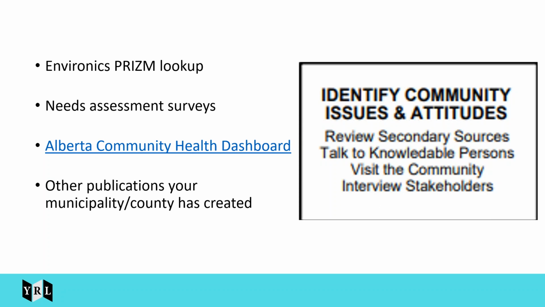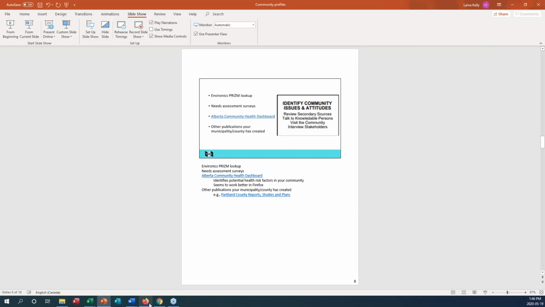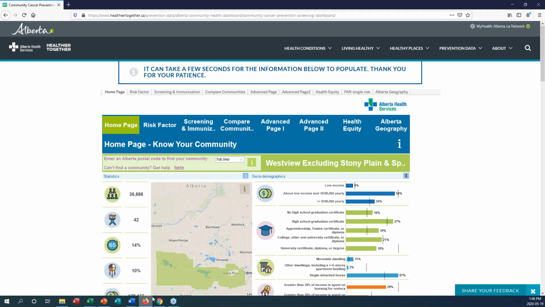So if you can find that information, I think it's really worth reading. Now, the thing I'm going to show you on this slide that I think is the coolest is the Alberta Community Health Dashboard. Now, I'm going to just get out of my PowerPoint again. This website works best in Firefox, and I have the link there. This is basically a dashboard put together by Alberta Health Services to assess cancer risk in people in different communities.